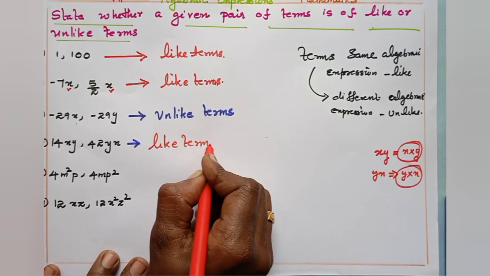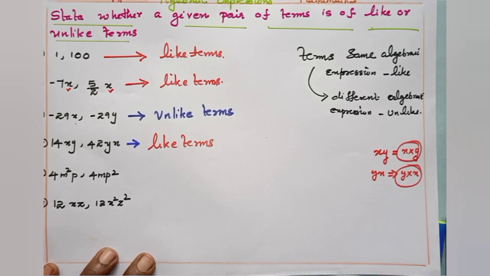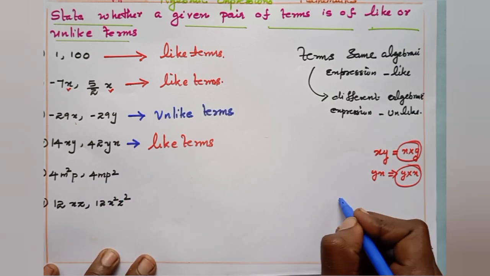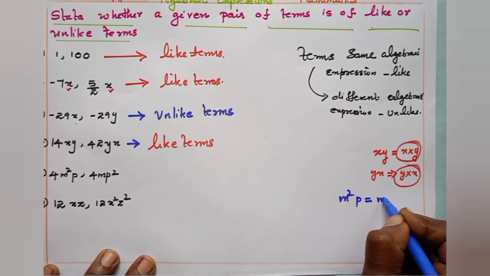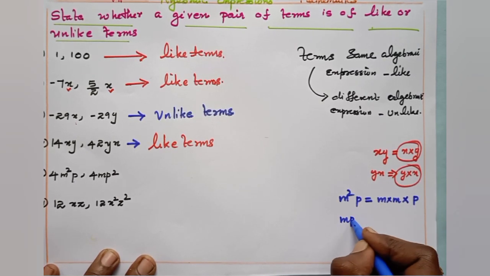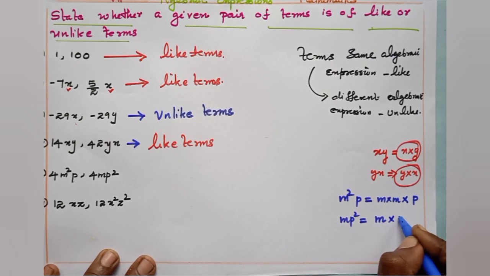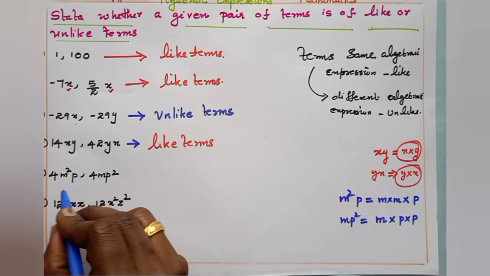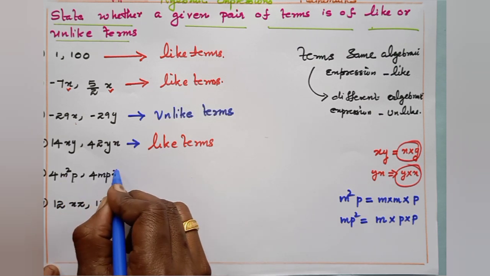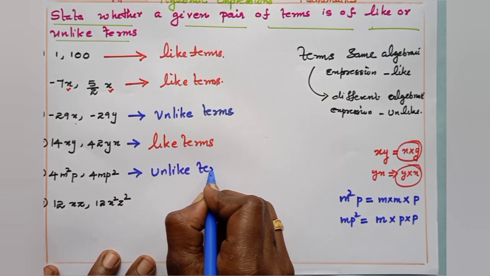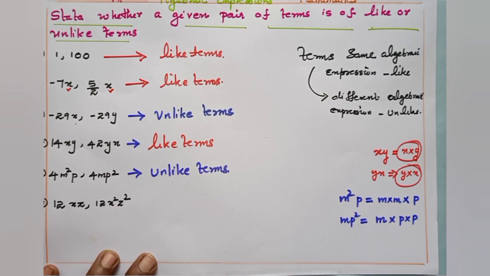Then listen. 4m square p and 4mp square. m square p means m into m, 2 times, into p. mp square is m one time, and p how many times? Yes, 2 times. So here the algebraic expressions m square p and mp square are different. So these are unlike terms. The powers are different.